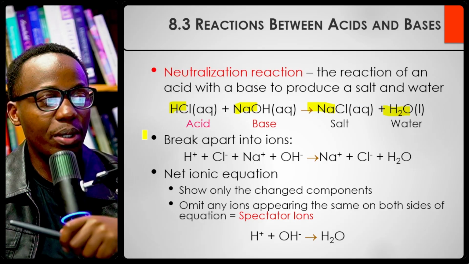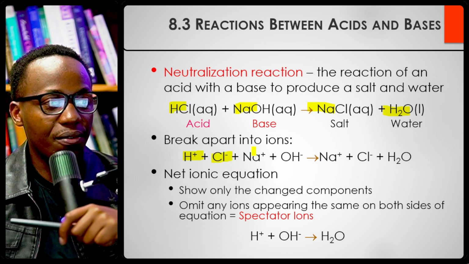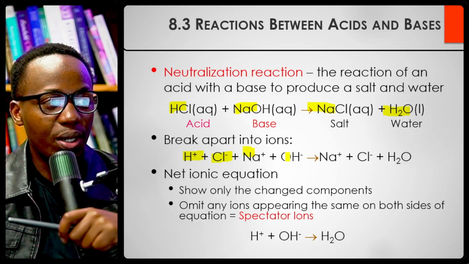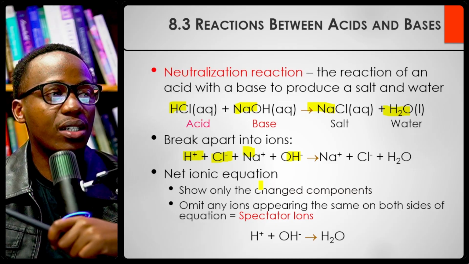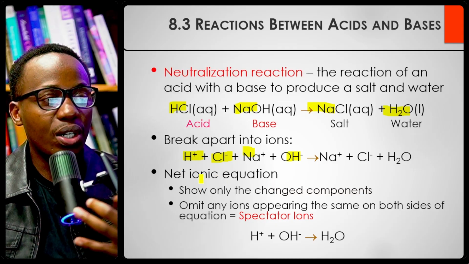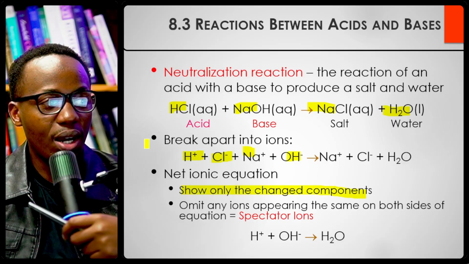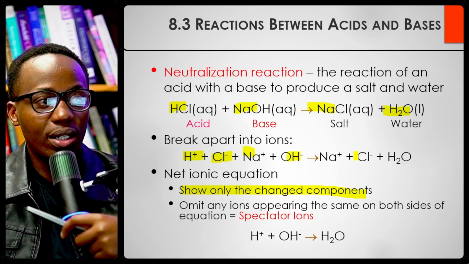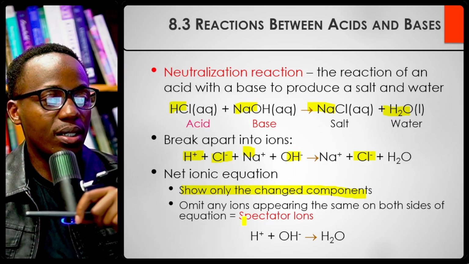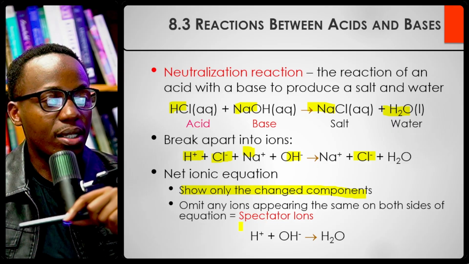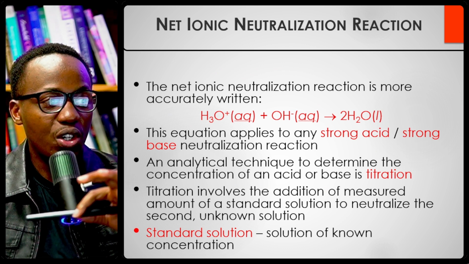And these will be split into ions: H plus, Cl minus, Na plus, OH minus. We'll get to talk about net ionic equations. A net ionic equation shows you only the things that have changed. So if you have chloride here and chloride here, we're not going to count them. But that's another story in terms of net ionic equations. But we have a neutralization reaction.